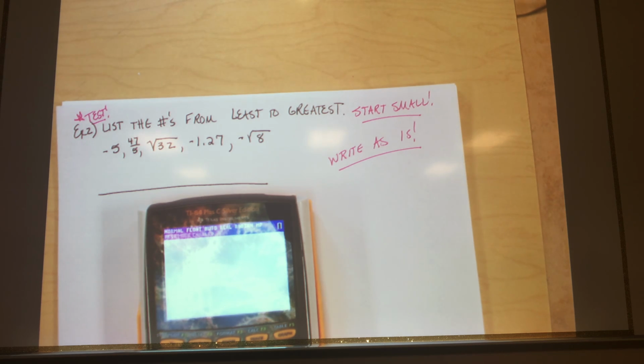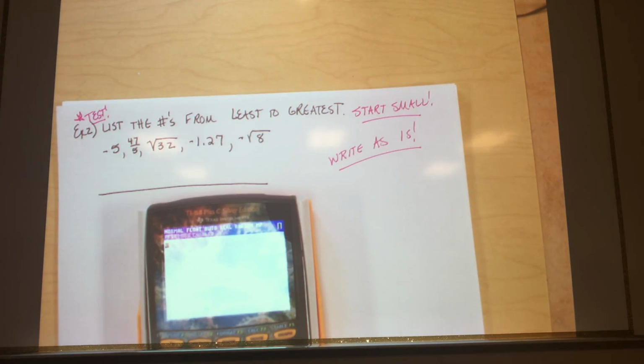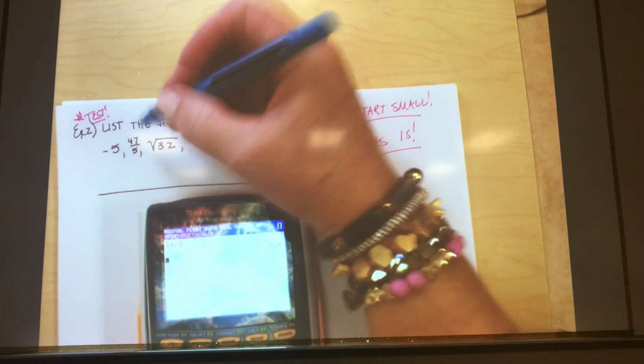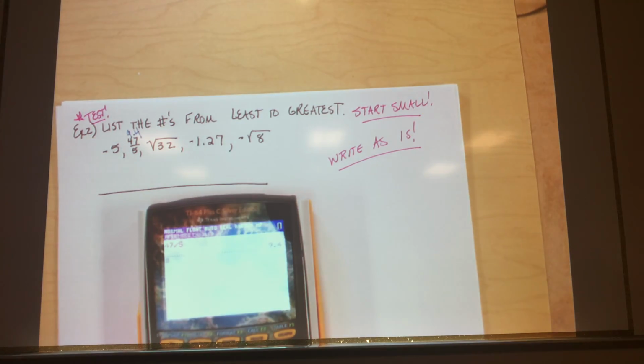So, the first thing I would do is use my calculator and figure out what the decimal equivalents to some of these are. You can either say 5 goes into 47 9 times with 2 left over, so that's 9 2/5. Or you can say 47 divided by 5, and that's 9.4. Okay? The square root of 32.